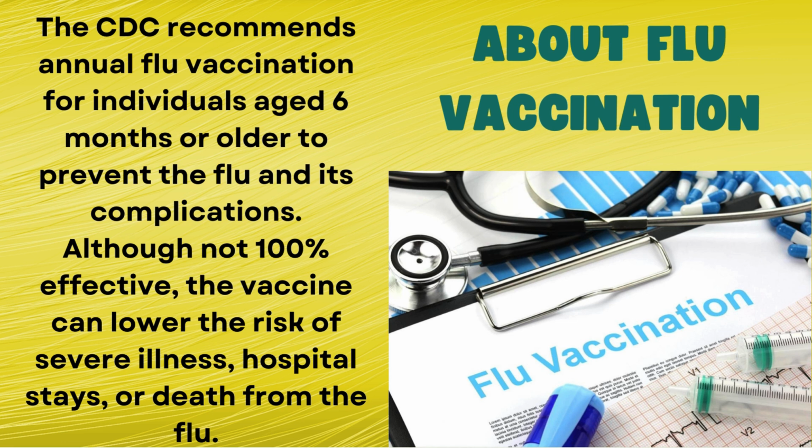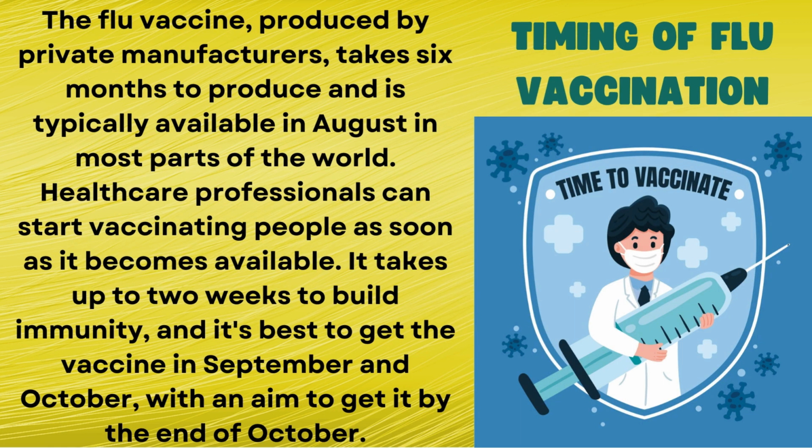About flu vaccination, the CDC recommends annual flu vaccination for individuals aged 6 months or older to prevent the flu and its complications. Although not 100% effective, the vaccine can lower the risk of severe illness, hospital stays, or death from the flu. Timing of flu vaccination. The flu vaccine, produced by private manufacturers, takes 6 months to produce and is typically available in August in most parts of the world. Healthcare professionals can start vaccinating people as soon as it becomes available. It takes up to 2 weeks to build immunity, and it's best to get the vaccine in September and October, with an aim to get it by the end of October.